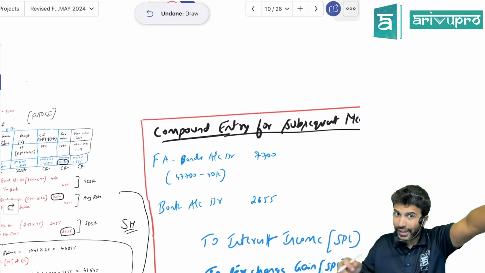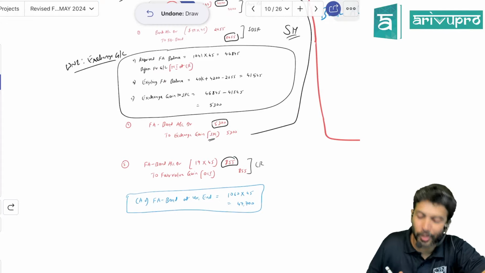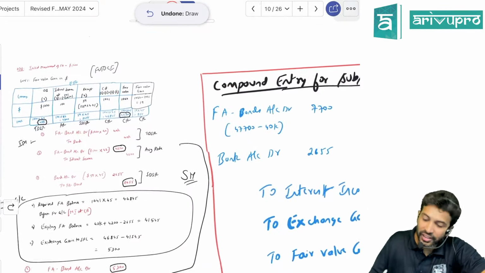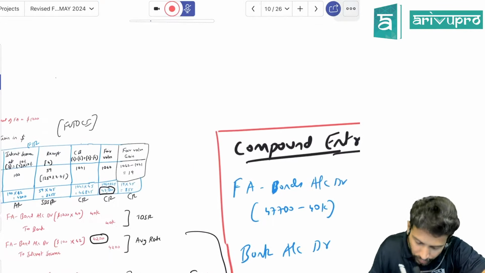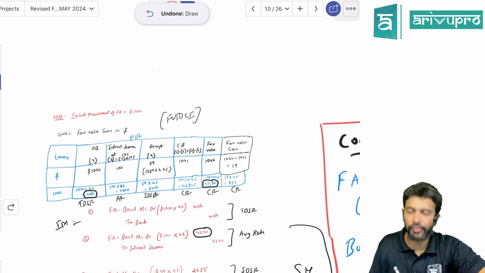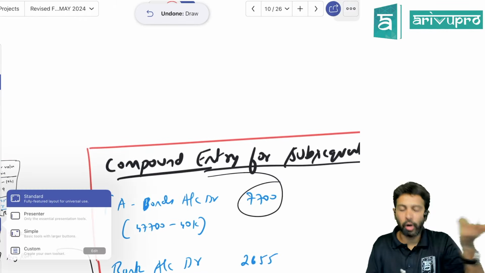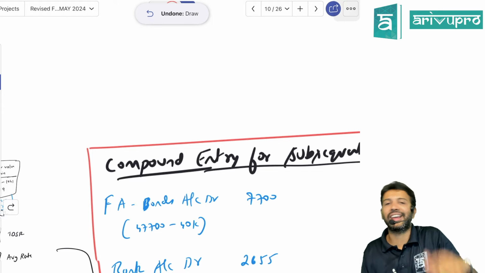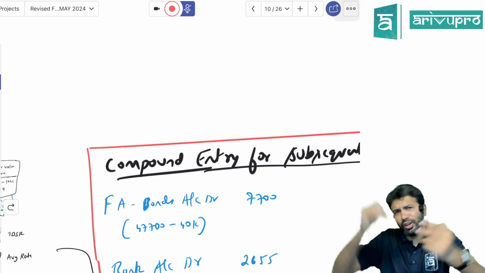Because when you are doing one entry, you will not have all this reference point. That is the reason I'm telling you another quick way to figure out the amount. From 40,000, you have to make it 47,700, so you have to increase it by 7,700. Bond is an asset. Assets have a debit balance. To increase it, again, you have to debit. That is one. First you figure it out.